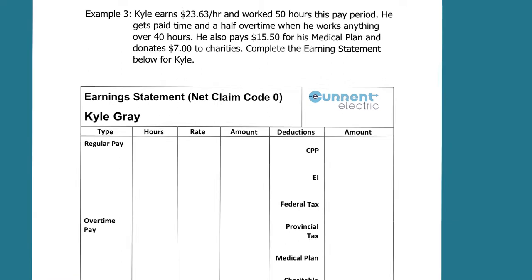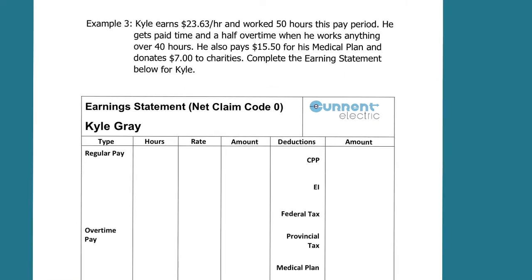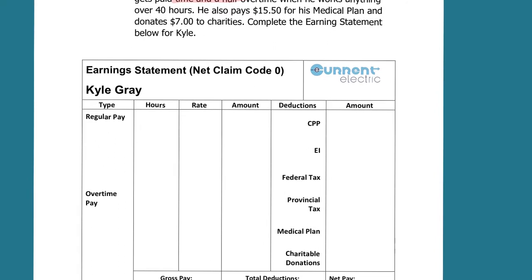Okay, so we have Kyle, who earns $23.63 an hour, and he worked 50 hours this pay period. He gets paid time and a half, so I'm going to highlight that. Time and a half overtime when he's working anything over 40 hours. He also pays $15.50 for his medical plan and donates $7 to charities. So now we want to complete his earnings statement.